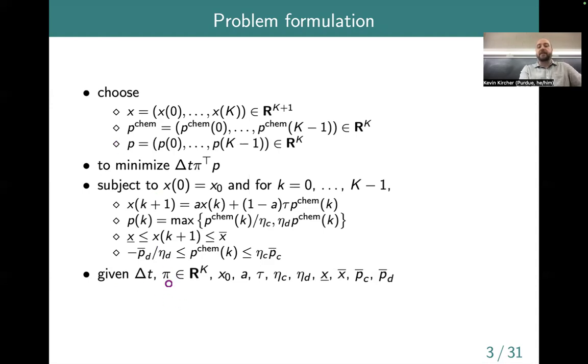So we need the price vector, we need the time step, we need the initial state, we need this dynamics parameter A, which actually comes from the time step and the self-dissipation time constant, tau. We need the charging and discharging efficiencies. We need the limits on the energy and on the power.